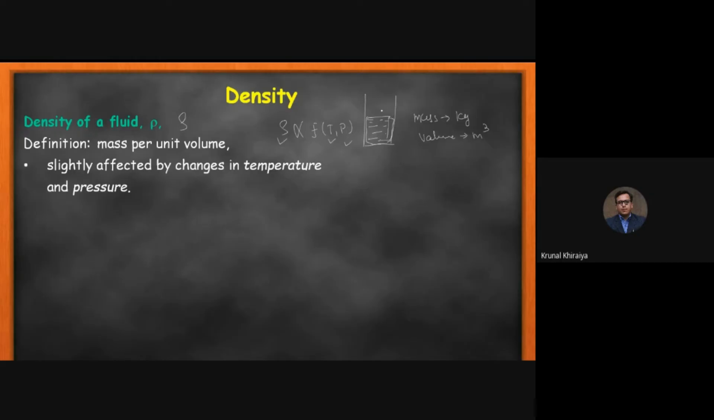If you increase the temperature, then definitely the volume increases, because volume is directly proportional to temperature. And we also know that volume is inversely proportional to pressure. On the basis of these two relations, we can say that density has a relationship with temperature and pressure, and as you vary the temperature and pressure, the density gets affected.